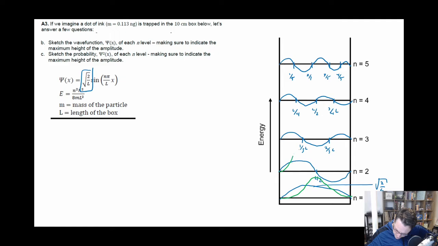And then here you get 2 bell curves, because there's a maximum here and a maximum right there. And the same thing here. These guys look like that right there. These guys, again.